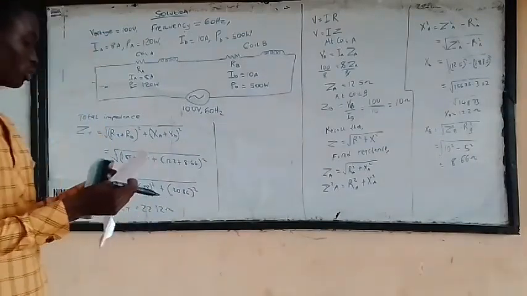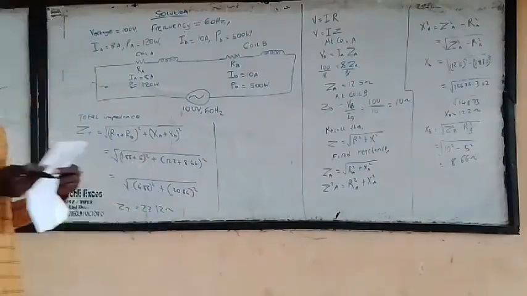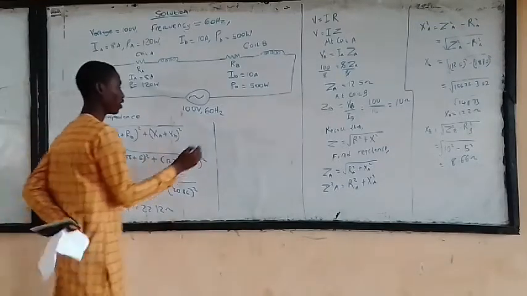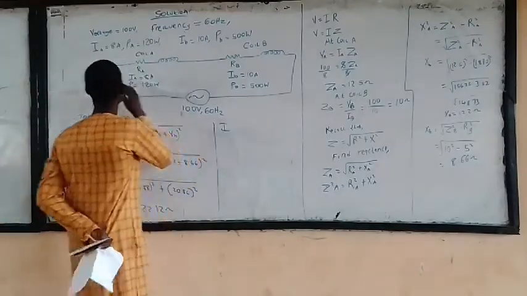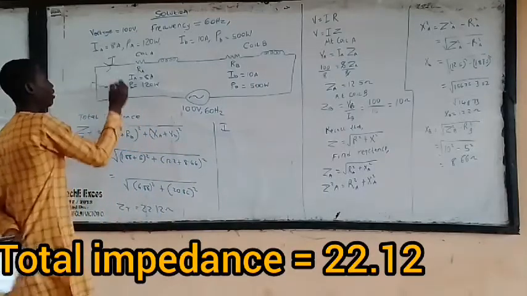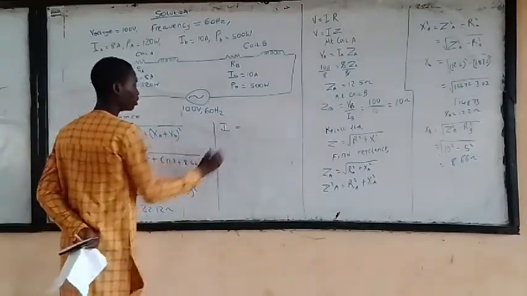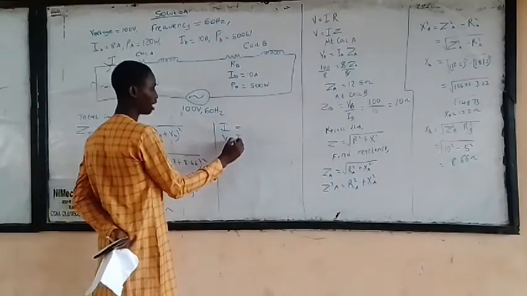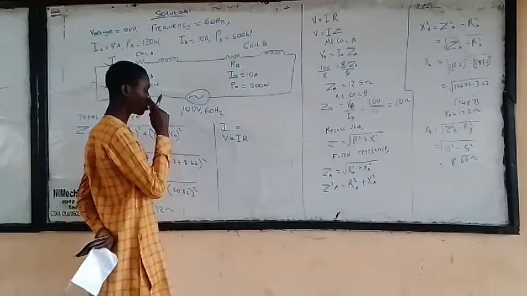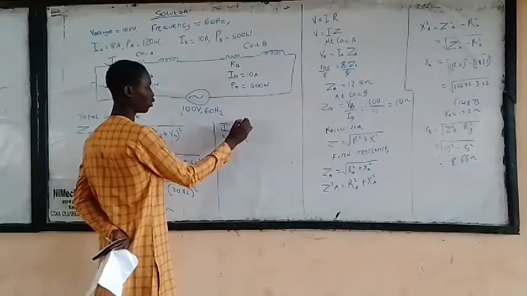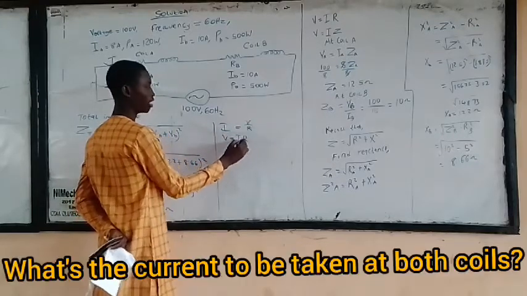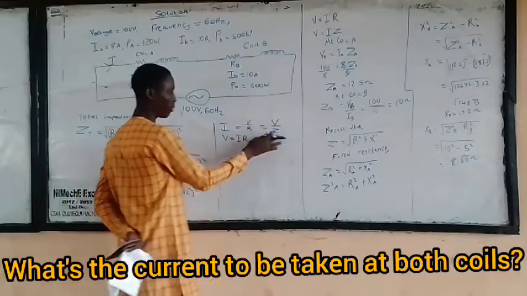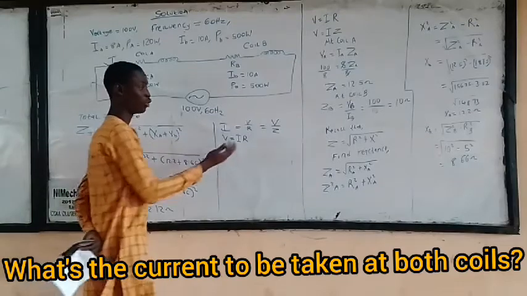Now, what current will we be taking when the supply is applied to the two coils? The current I that we're looking for. Remember, V is equal to I R. So if I make I the subject of the formula, I goes to V over R. And here, instead I will use V over Z. Impedance and resistance are related.